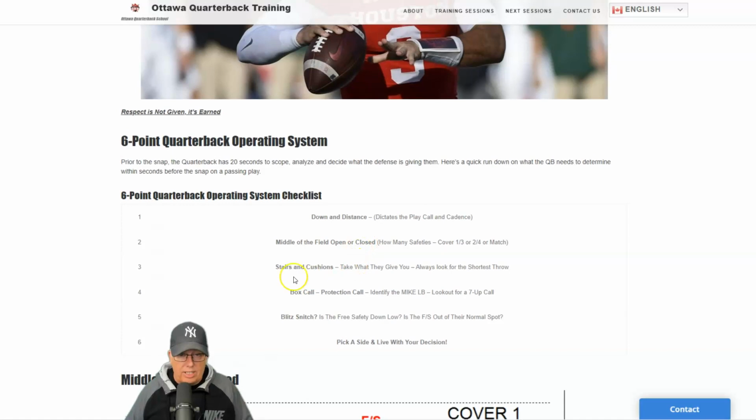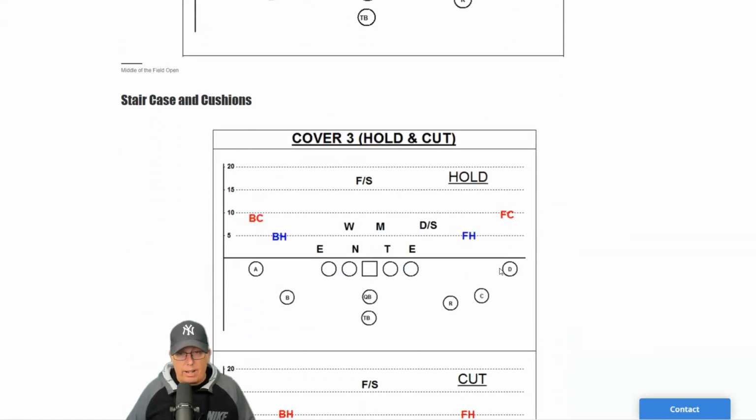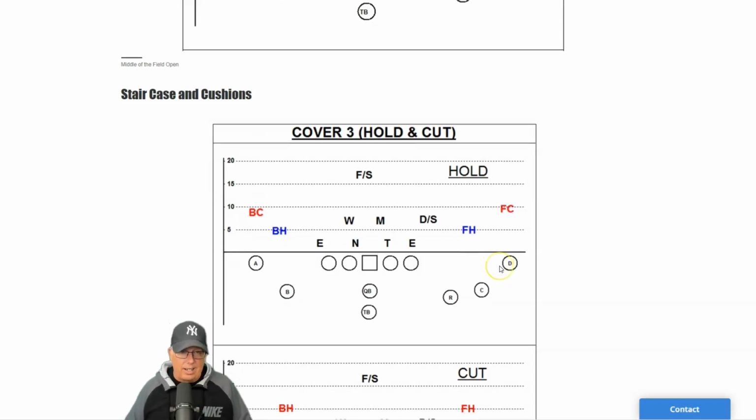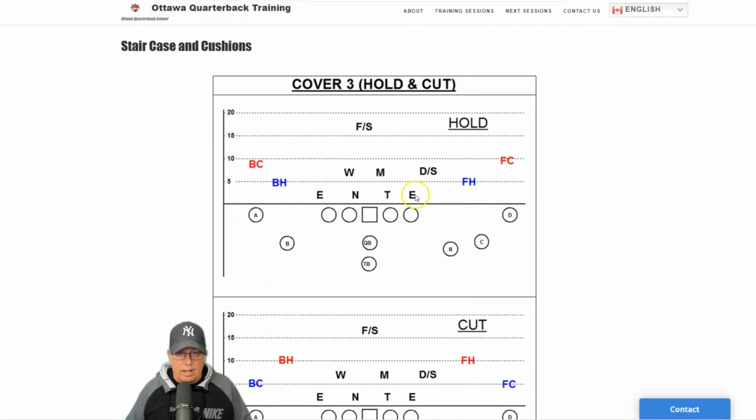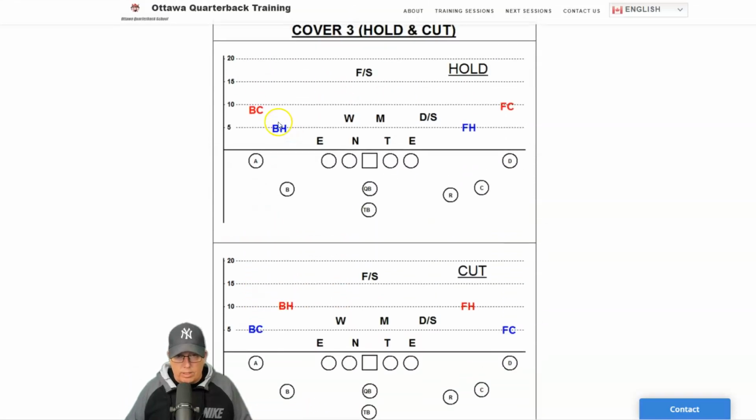The third point in the checklist is stairs and cushions. And what do I mean by stairs and cushions? So once I identified the free safeties, and let's say I got 1 free safety, and it looks like when I get to the line of scrimmage, I see the staircase going up. What I mean by staircase is when I look to the boundary, I always check the boundary first, and then I'll go to the field side. If I see the half is low and the corner is high, then that staircase is going up, right? I got an up staircase. And if I see it's cut, then I got the staircase going down. So what I look for is the staircase going up or the staircase going down.